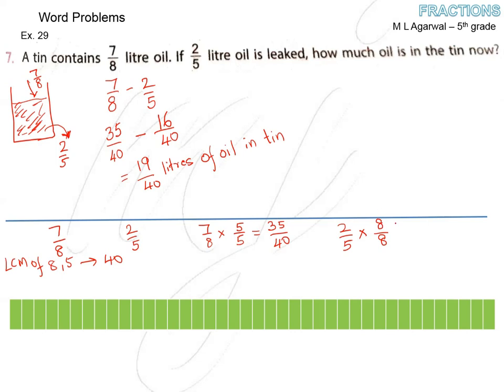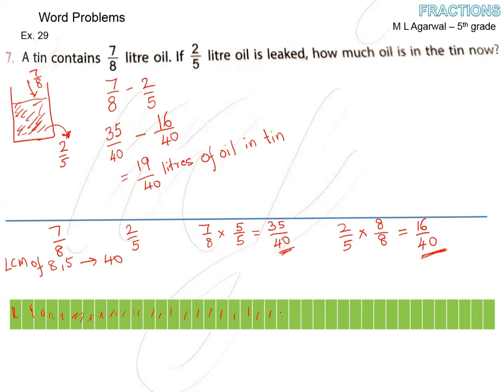Equivalent fractions is what you have understood. So 8 2s are 16 and 5 8s are 40. So I've got my two like fractions, 35/40 and 16/40. Now the tin has 35/40 liters of oil in it. So I will shade all this. 1, 2, 3, 4, all this will go up till 35. So only 5 will remain. So out of 40, I will just go.